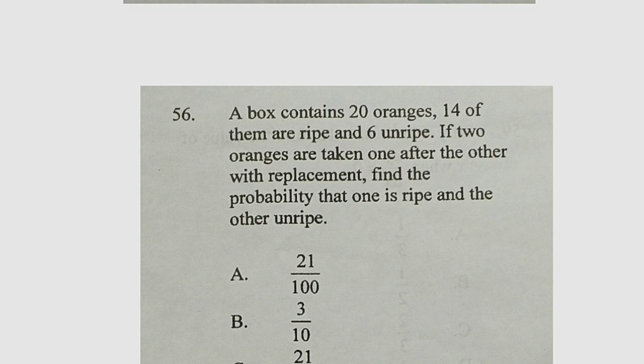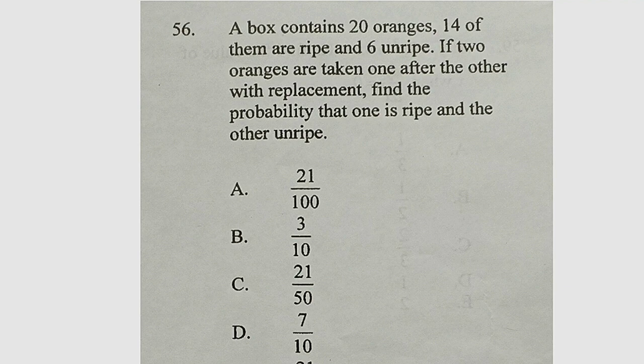Question number 56 reads, a box contains 20 oranges. 14 of them are ripe, while 6 are unripe. If 2 oranges are taken one after the other with replacement, find the probability that one is ripe and the other one is unripe. So we are picking only 2 oranges, one is ripe and one is unripe with replacement, meaning if you pick, you're going to replace it back. Therefore, the 2 selections are independent. So let's assume we have a box here that contains 14 ripe oranges and 6 unripe.